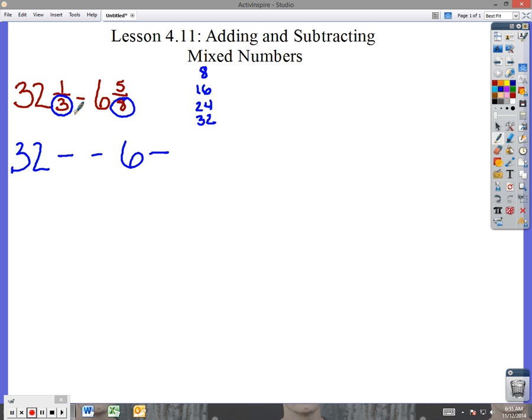And I say to myself, wait, nothing times 3 gives me 8. 3 times 2 is 6. 3 times 3 is 9, so 8 doesn't work. 3 times 5 is 15. 3 times 6 is 18. Too little. Too much. 3 times 8 is 24. So I have found my common denominator.